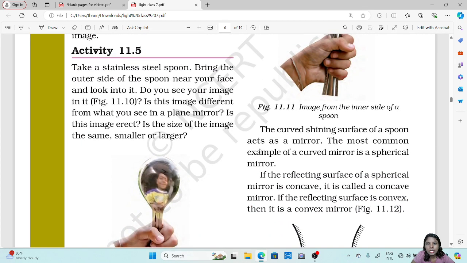Take a stainless steel spoon. Bring the outer side of the spoon near your face. The outer side is the curved region, not the side where you scoop things. Do you see your image? Is this image different from what you see in a plane mirror? Is this image erect? Is the size of the image the same, smaller or larger? So is this image different? No, it is almost the same. But is this image erect? Yes, it is erect. But is the size of this image the same? No, it is much smaller.